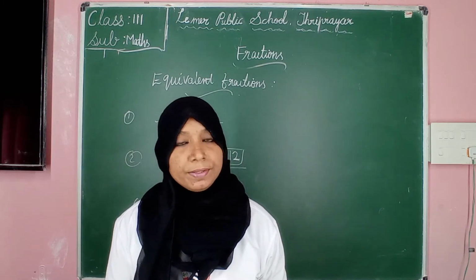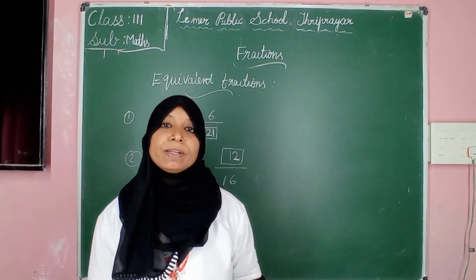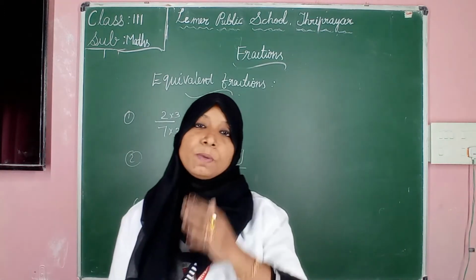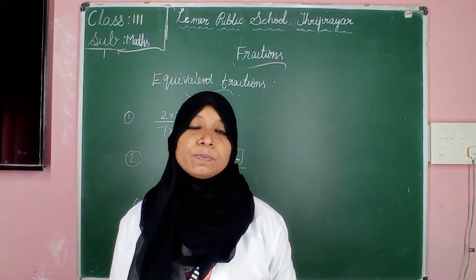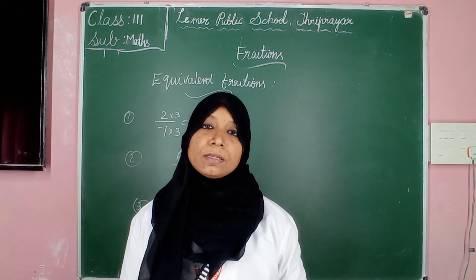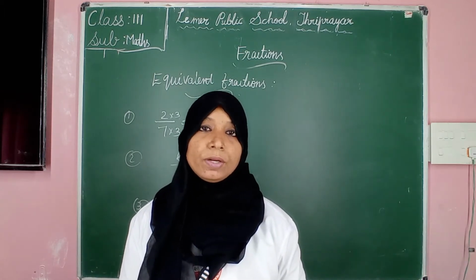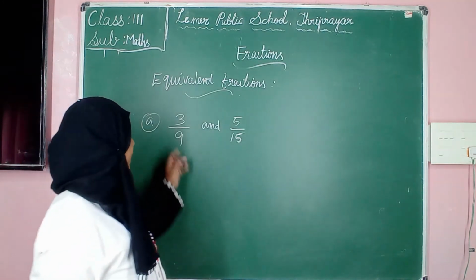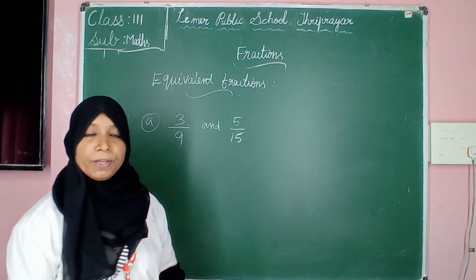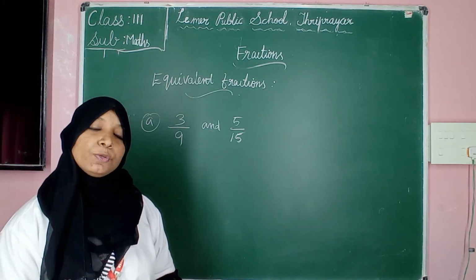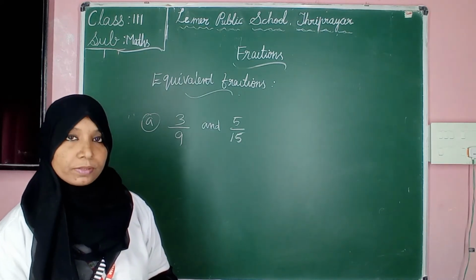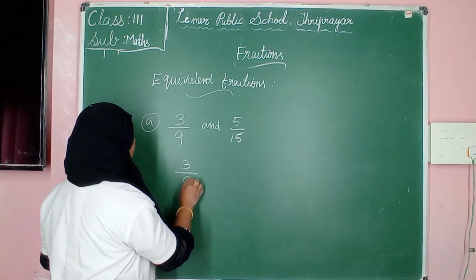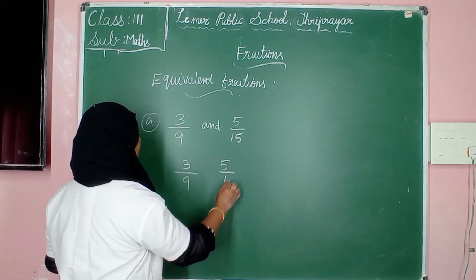Okay, children. Next, how to check whether two fractions are equivalent? By cross multiplication. By cross multiplication, let's check whether two fractions are equivalent or not. Children, these are the two fractions 3 by 9 and 5 by 15. Check whether these two fractions are equivalent or not. So write down the two fractions 3 by 9 and 5 by 15.